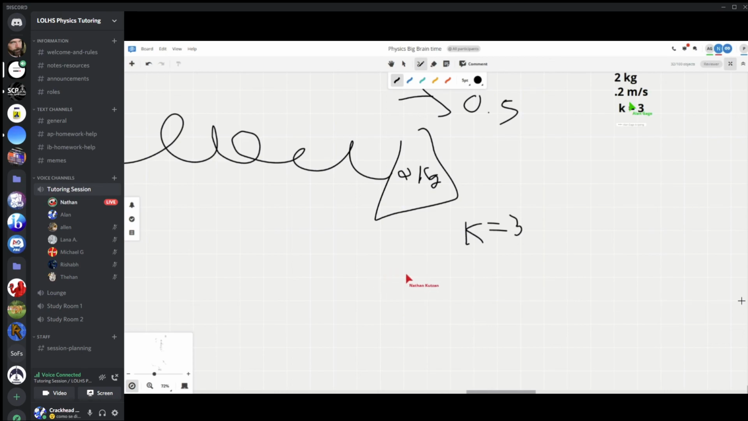Can I draw? There we go. Its potential energy. Nope, that's IB notation. Or is it? Wait, is U AP or IB? I forget. I think U is IB. The sheet uses U? Oh really? Okay, so she uses U. We're gonna use U.